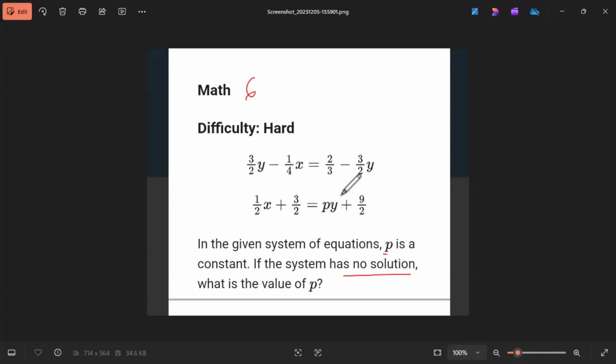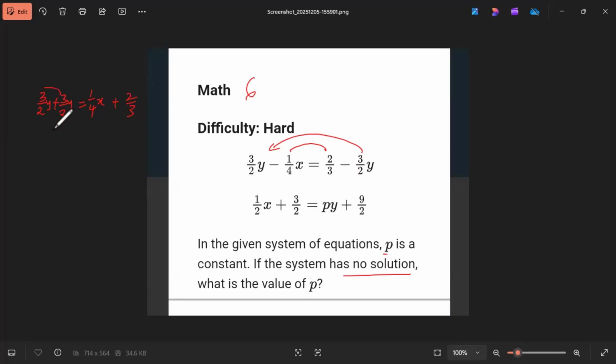I already told you, when a system has no solution, it means that the slopes are the same, but their y-intercepts are different. So the very first thing I would like to do is to put them in their y-intercept form and compare their slopes and, of course, find the value of p. So when this guy comes over to this side, we're going to have 3 over 2y. And when this one comes to this side, we have plus 4. That will be 1 over 4x. Then we have plus 2 over 3 right here.